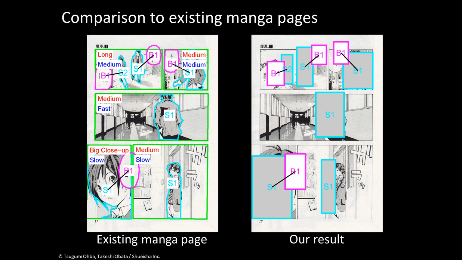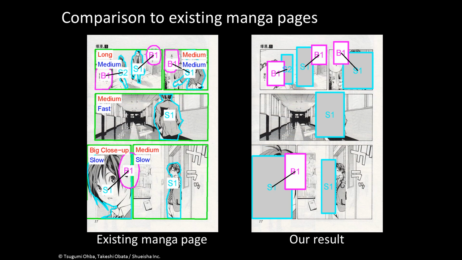We also compare our results to compositions by professional manga artists. The left image shows a professionally drawn manga page with subjects and balloons outlined in cyan and magenta, respectively. We use the number of subjects and balloons, and the semantics of each panel as the input to our approach, and reproduce a composition. The right image shows our composition overlaid on the same manga page.